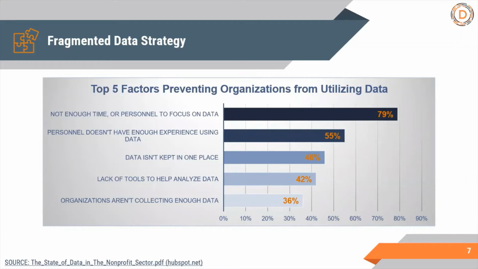And almost half said that the reason they didn't make better use of their data is that it was scattered all over the place. Because the data were siloed across the organization, they often didn't have access to the data they needed. And in many cases, this actually resulted in duplication of data collection efforts because one department or staff member didn't know what another department was collecting.